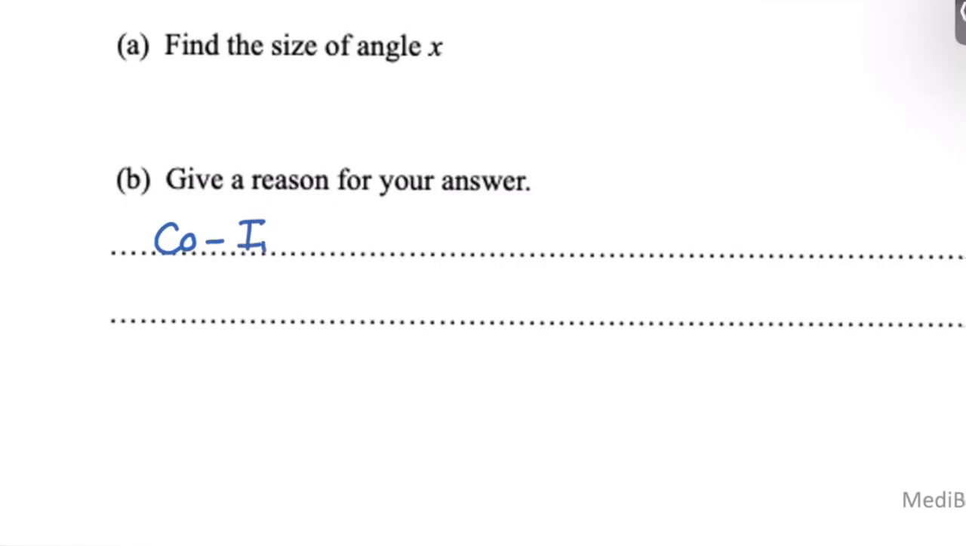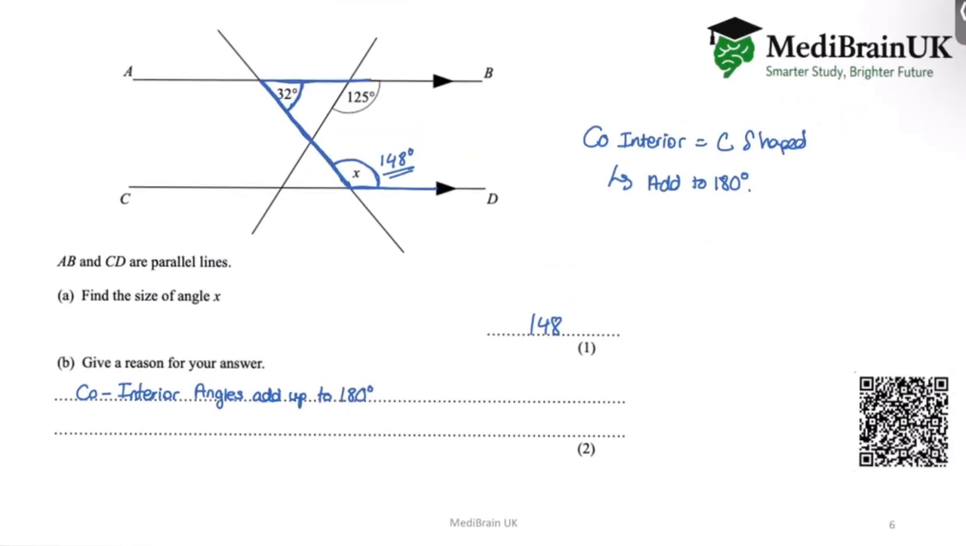So co-interior angles add up to 180 degrees. And if you would like, you could have put your working out as well in here: 180 subtract 32, and that gives you 148. Okay, so that's where your marks are coming from in this question.